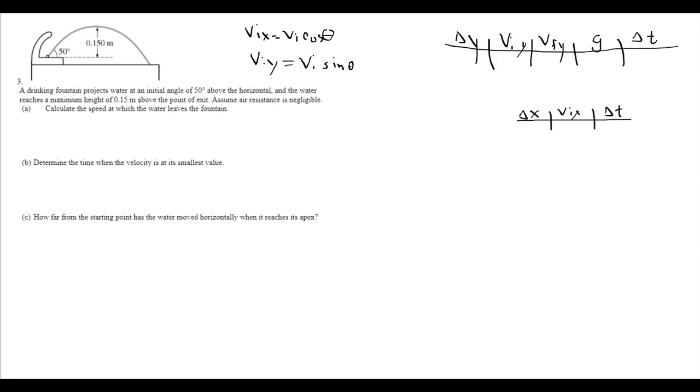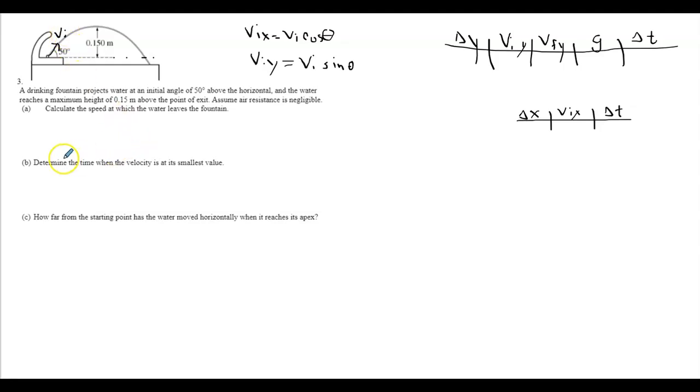All right, guys, so we're at question number 3, which is the one that deals with projectile motion. It says a drinking fountain projects water at an angle of 50 degrees, so that's in this picture here. And the water reaches a maximum height of 0.15 above the starting point. For this, we're going to try to calculate the speed at which it leaves the fountain, so this overall speed, which I'll just call VI.